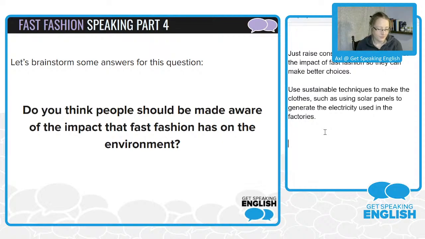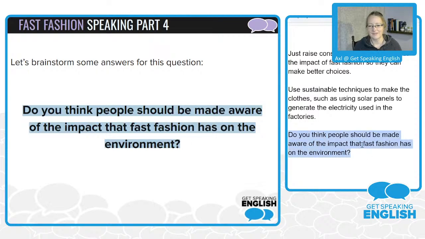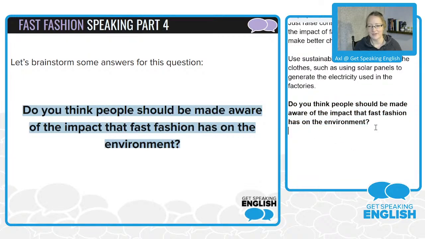Because you could argue that awareness may not make a huge difference, right? You know, it might. Wait, let me grab this question. Let me know what you think about this. Yeah, so do you think people should be made aware of the impact that fast fashion has on the environment?